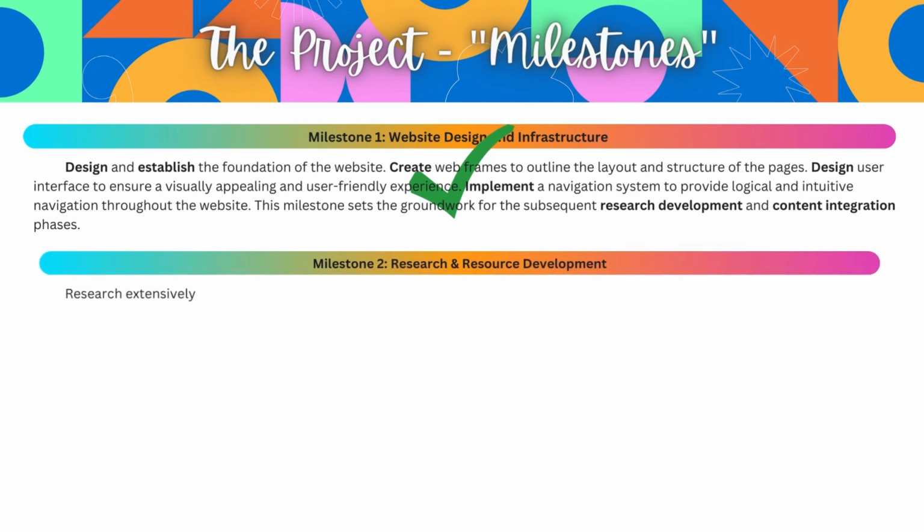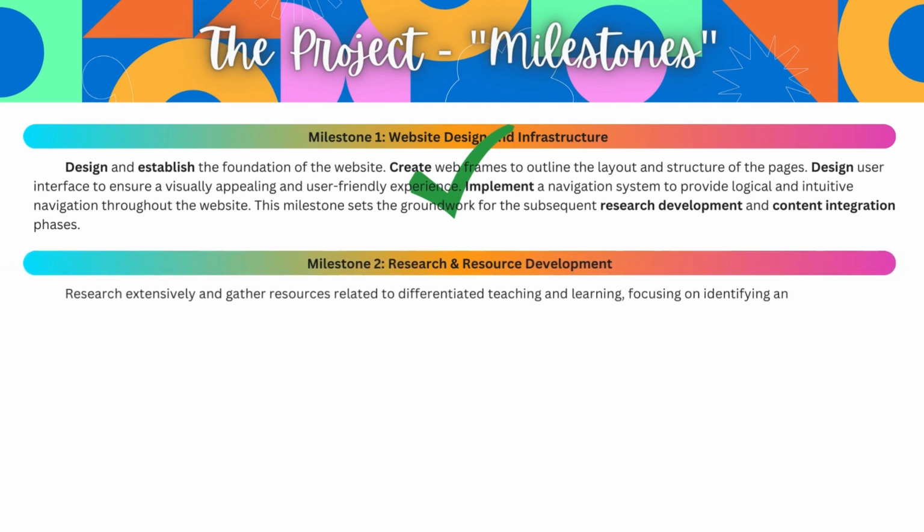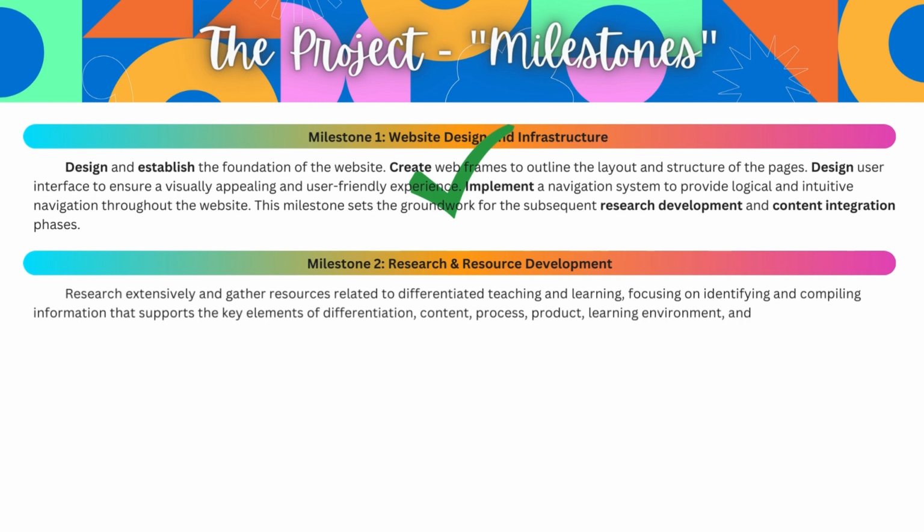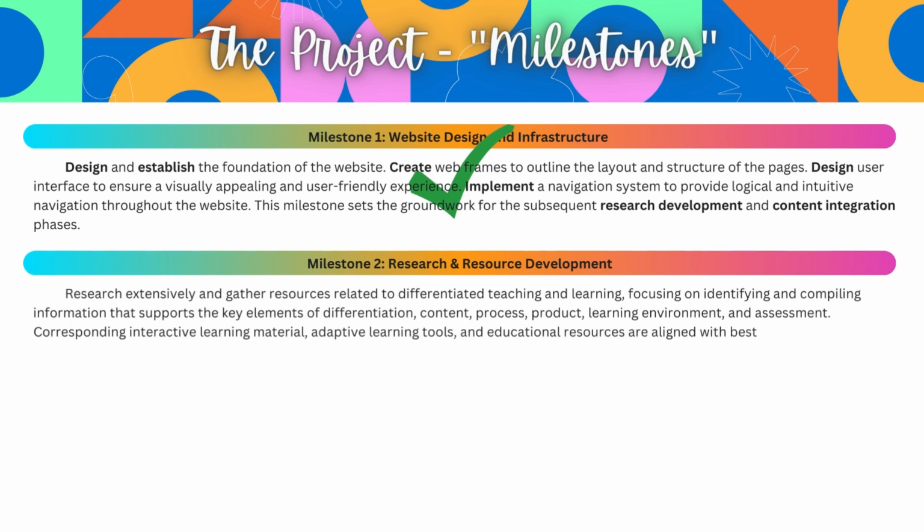Milestone 2, the research and resource development. Research extensively and gather resources related to differentiated teaching and learning, focusing on identifying and compiling information that supports the key elements of differentiation: content, process, product, learning environment, and assessment. Corresponding interactive learning material, adaptive learning tools, and educational resources are aligned with best practices in education and are developed and integrated into the website.